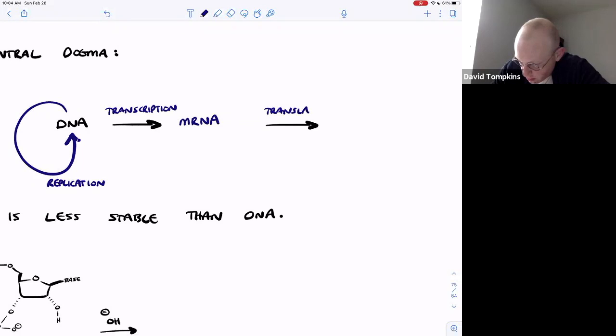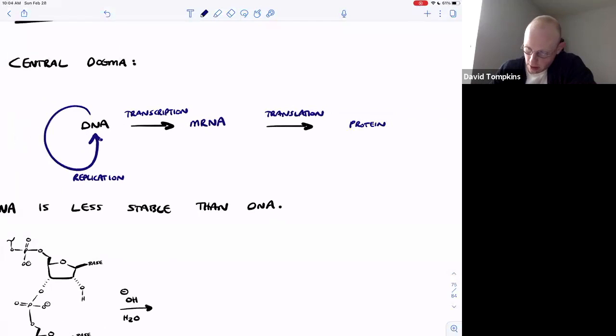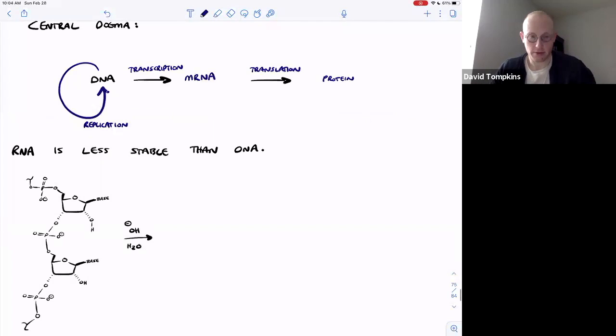so that the mRNA sequence is read in three-nucleotide segments known as codons, and that's going to allow us to form a protein, which we know is just a polymer of amino acids. So let's talk a bit about the structure of RNA first.